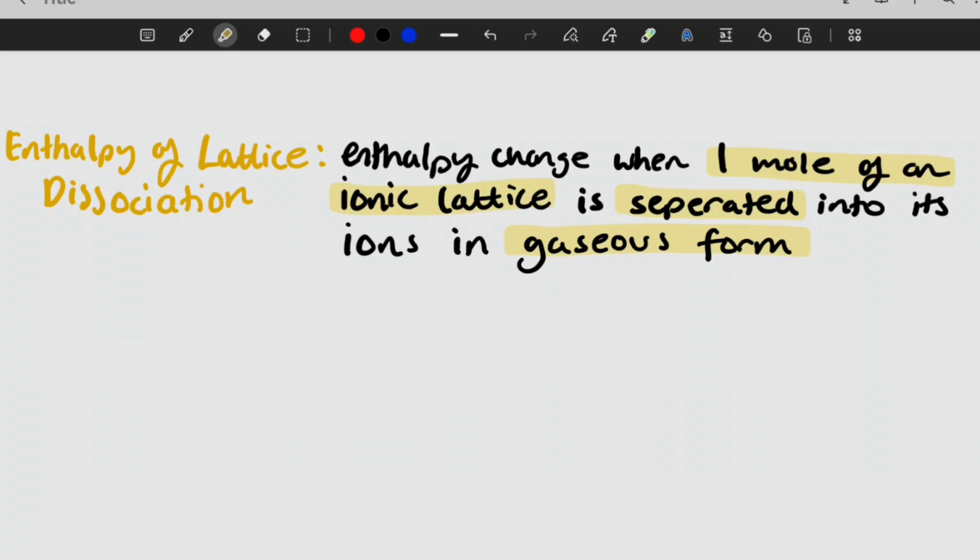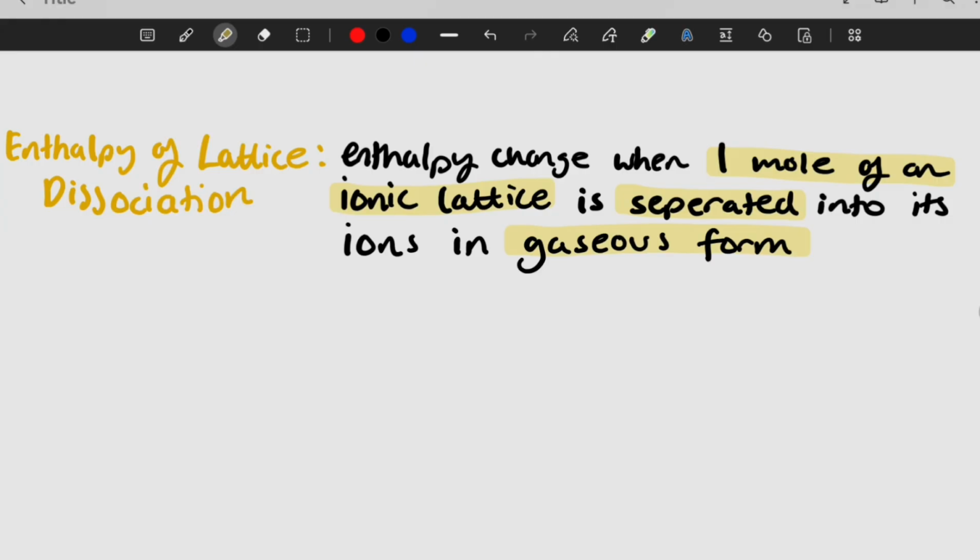Also guys, an exam question may ask you to calculate the enthalpy of lattice dissociation. So obviously the enthalpy of lattice dissociation is the opposite of the enthalpy of lattice formation. So enthalpy of lattice dissociation is the enthalpy change when 1 mole of an ionic lattice is separated into its ions in their gaseous form.